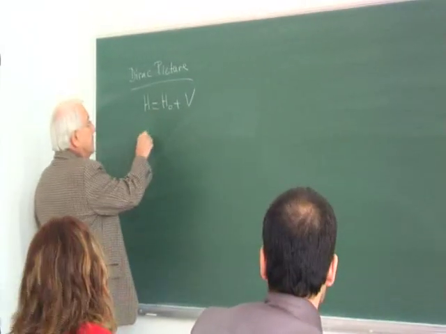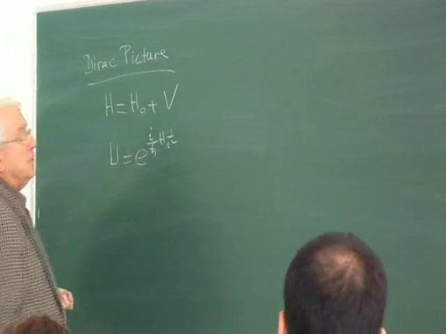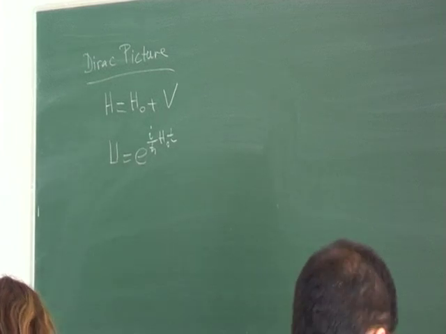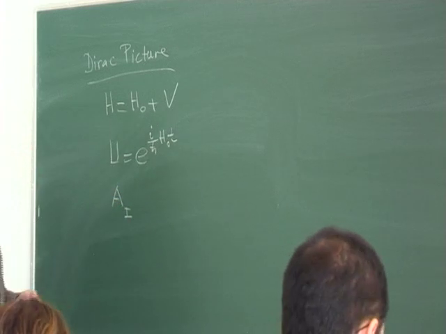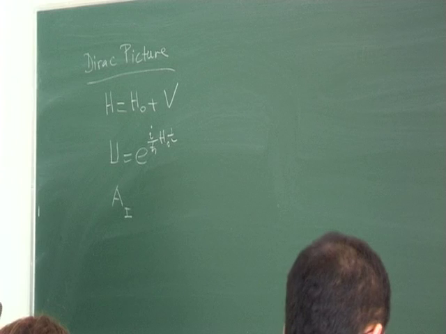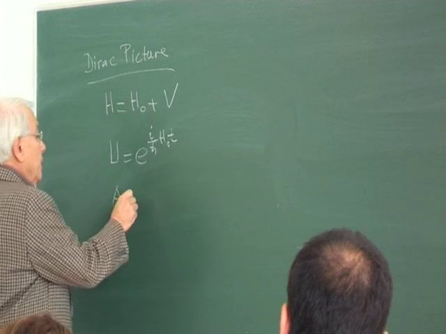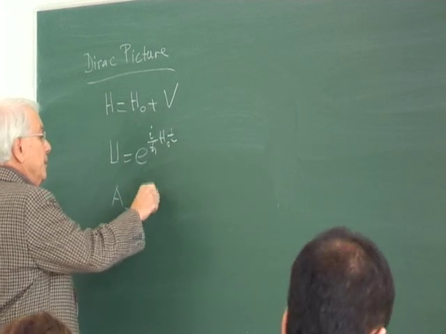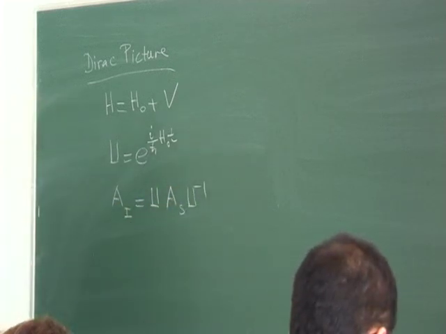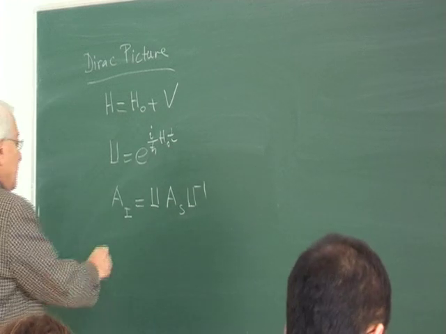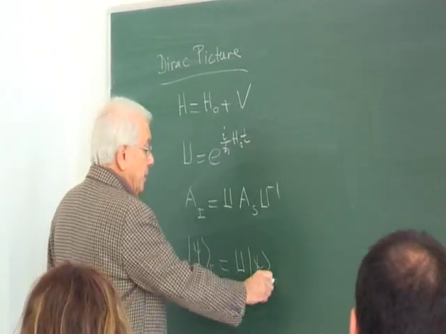And what we do then is define this unitary operator, e to the I over h bar H0 t, using just that H0 part, and define the states and the observables accordingly, using the index I standing for the interaction. This picture is also called the interaction picture for, as I said, the future implications. So we define A_I, A_Schrödinger, U inverse as before. U is that explicit expression, and the state is defined as U times psi Schrödinger.